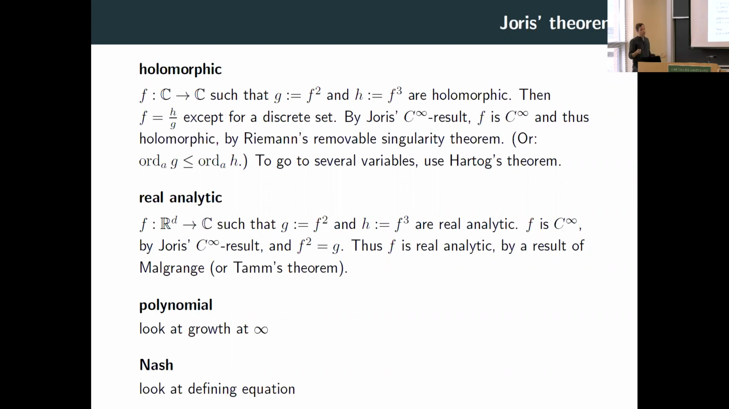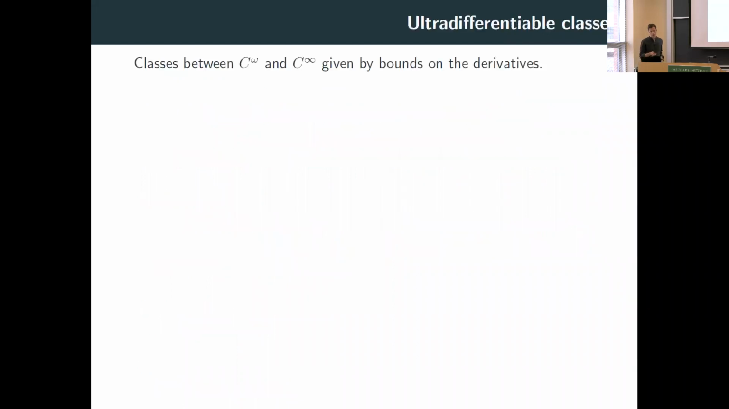Polynomial, also easy. We already know by the holomorphic result that the function has to be entire, and then you look at the growth at infinity, you can control it because you have that g, for instance, is polynomial. And for Nash, you just look at the defining equation. Okay, so let me now come to the main object of this talk.